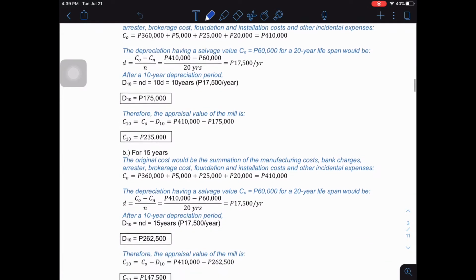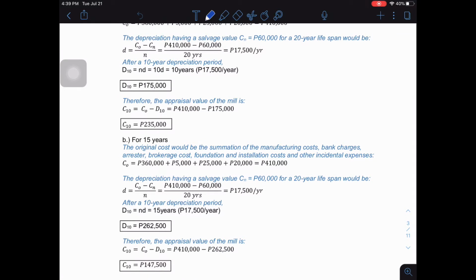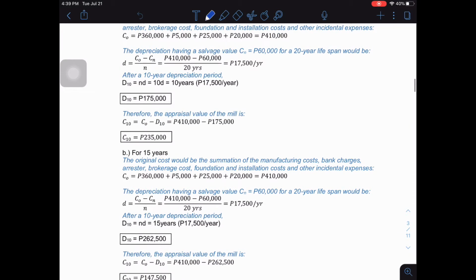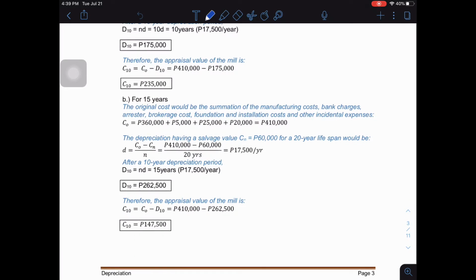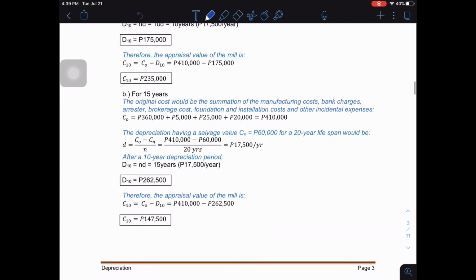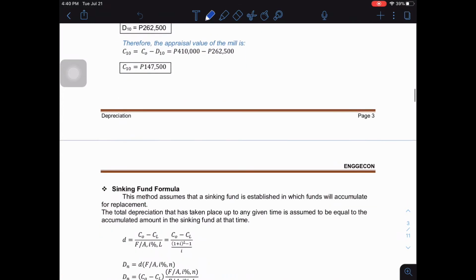For 15 years, the original cost would be 410,000 still, but for the D15, that becomes 262,500, and then the amount would be 147,500.